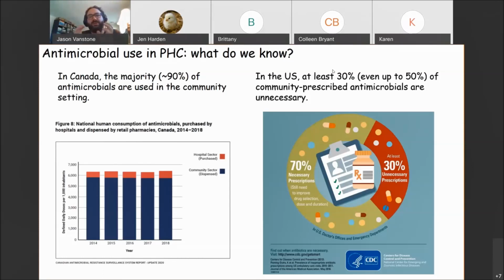So we know that in community, we use a lot of antibiotics. The majority of our antibiotics are used in community, and it's unlikely that this data from the US is really any different in Canada. So it's likely that at least a third of our antibiotic prescriptions are probably going out for totally unnecessary reasons.